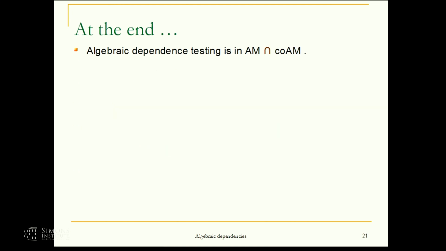So in the end, what we did is algebraic dependence testing, we showed in intersection co-AM. What is open is finding any sub-exponential time algorithm for this, for say p equal to 2. So everything is open there.